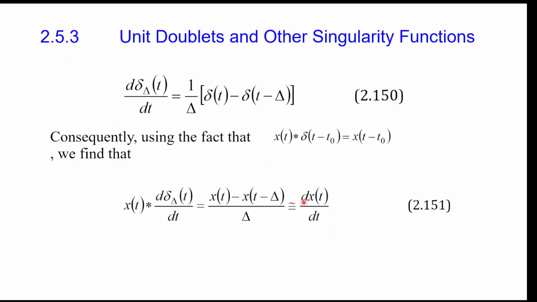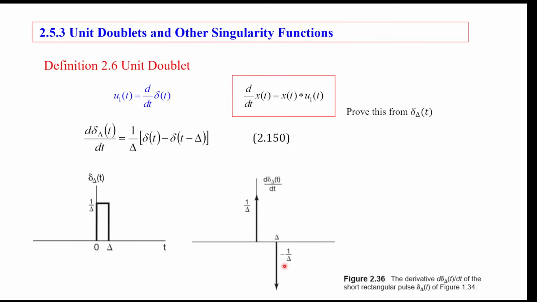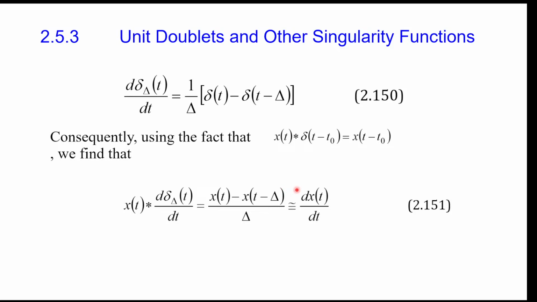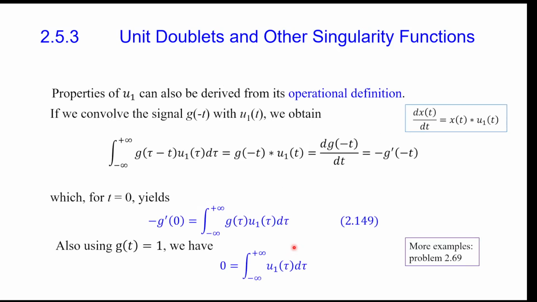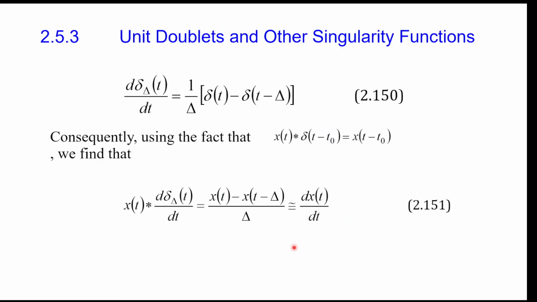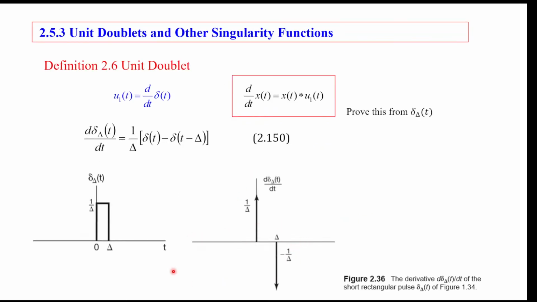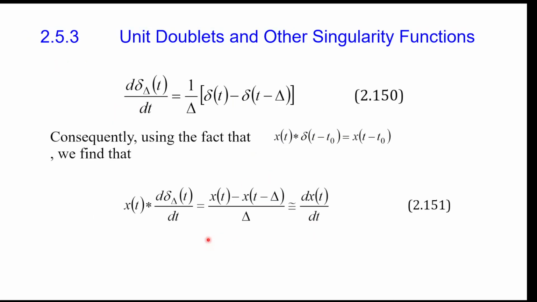So this is a difference of x, divided by some infinitesimal in time. So this is like dx/dt. We see that this is a very weird singular function. It intuitively gives us this derivative behavior, because when you convolve the function x of t with this, it gives you back dx/dt. So this is a more straightforward definition of our u1 of t.